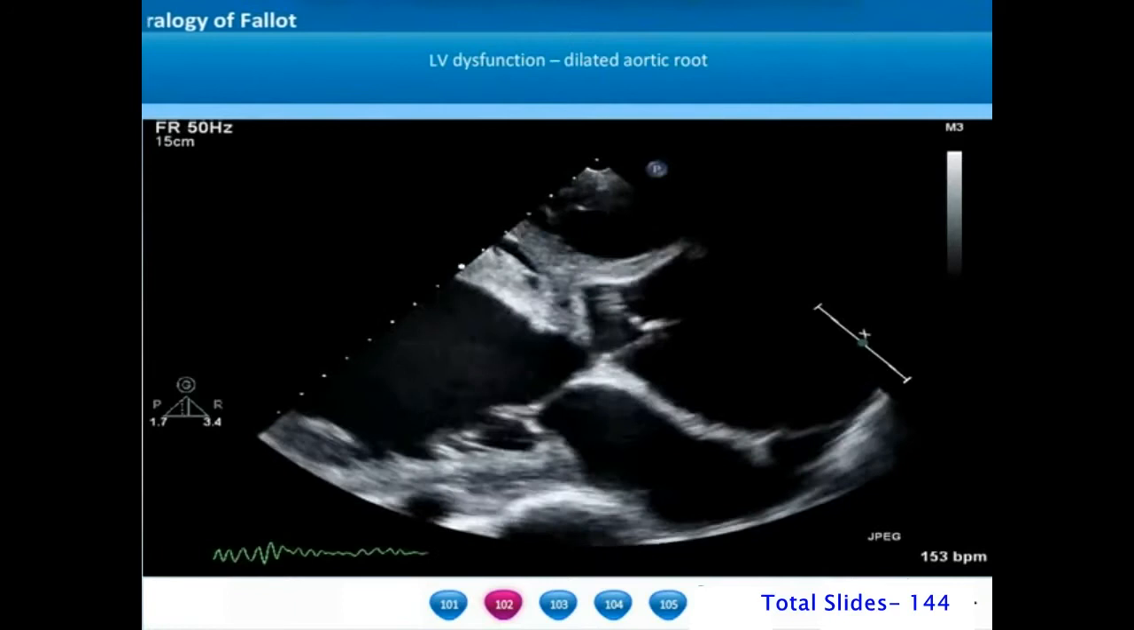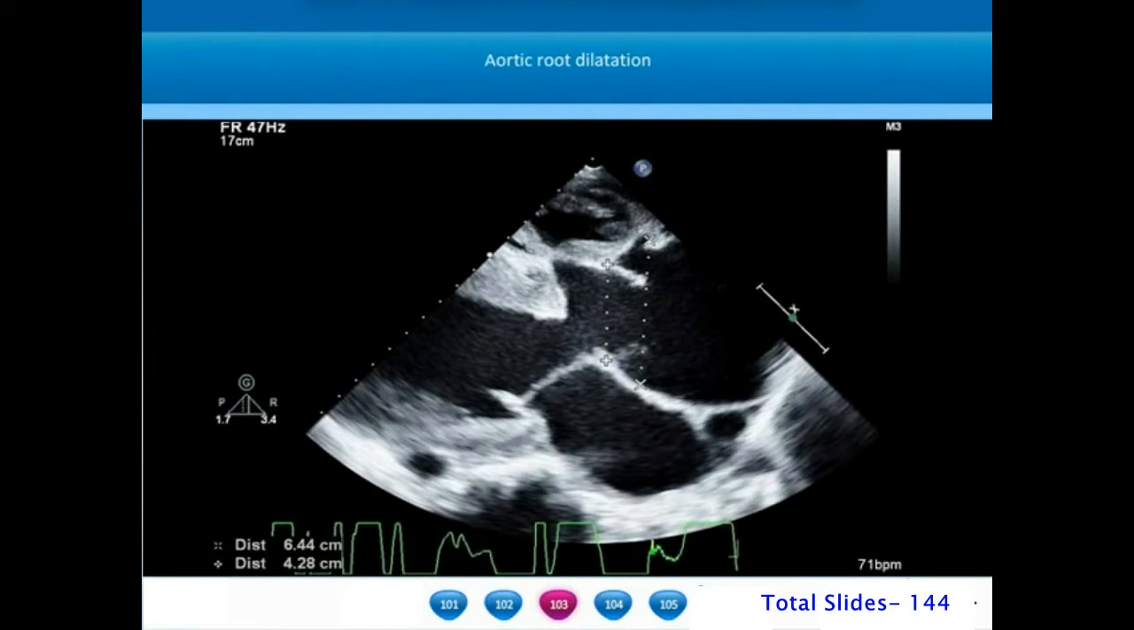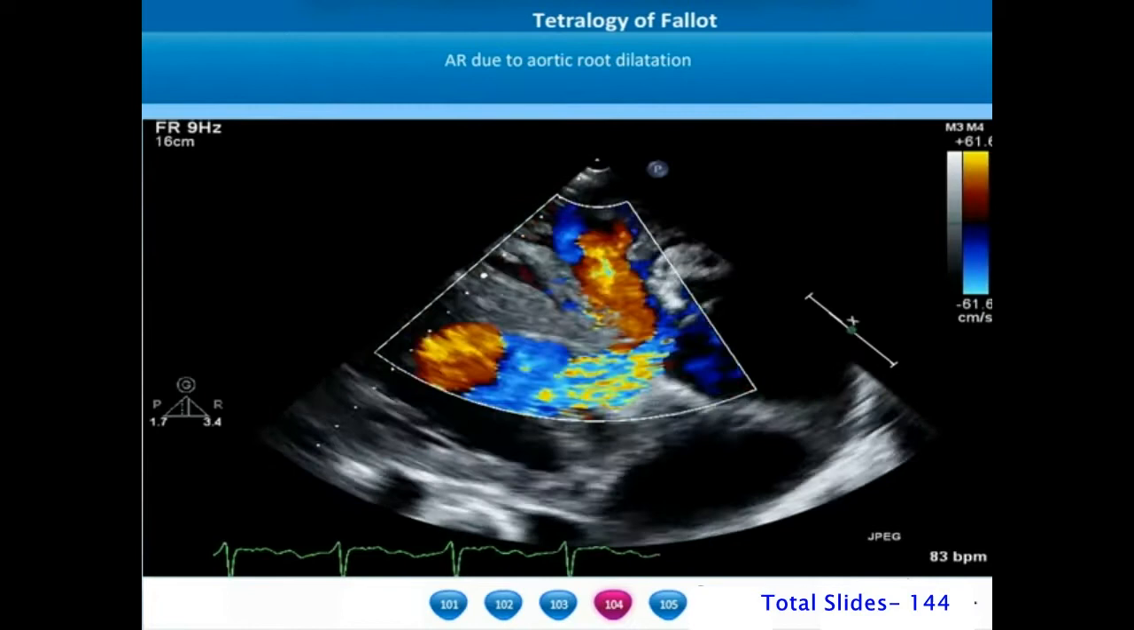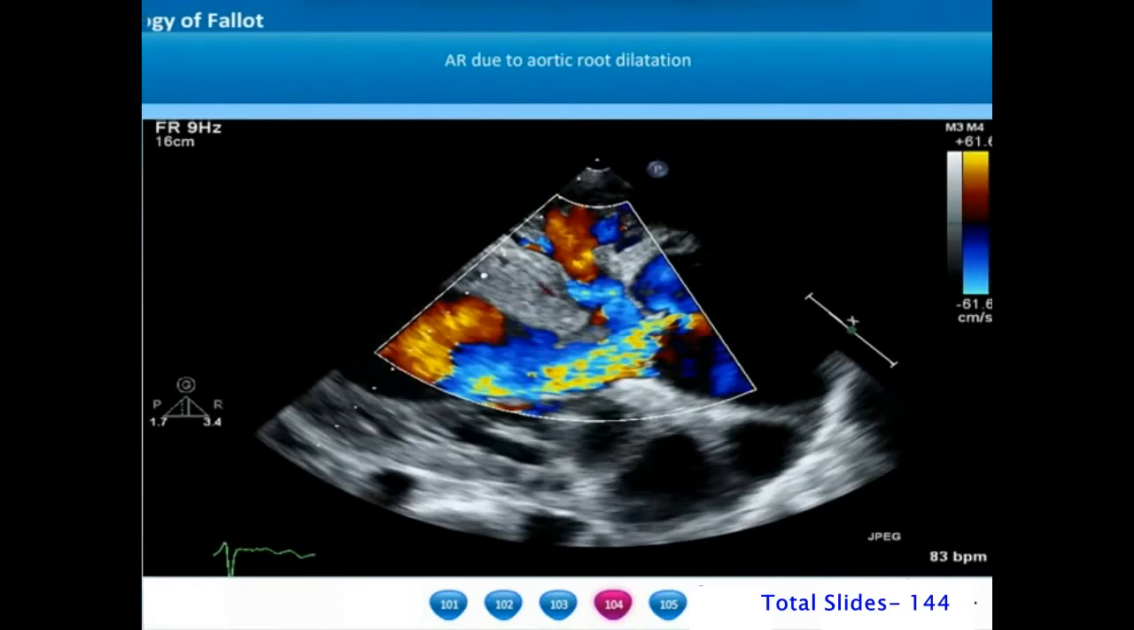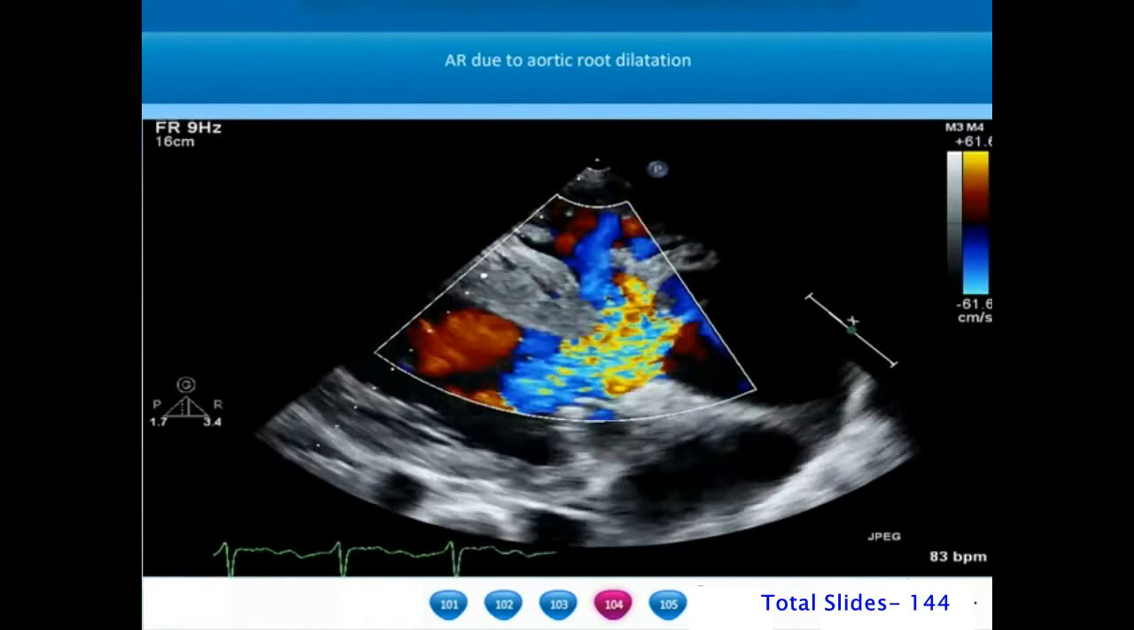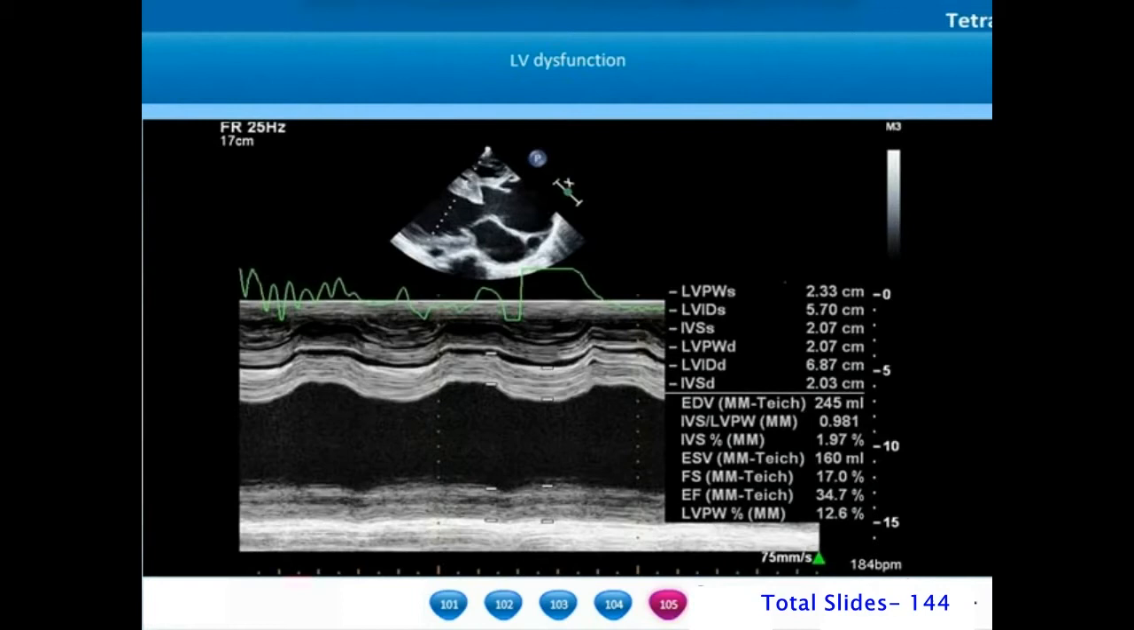The aortic root measures 64 millimeters and the aortic annulus measures 43 millimeters. The marked aortic root dilatation can result in severe degrees of aortic regurgitation, which will be one of the reasons for left ventricular systolic dysfunction in patients with tetralogy of Fallot. The marked ventricular dilatation and ventricular dysfunction can be appreciated from the M-mode dimensions.